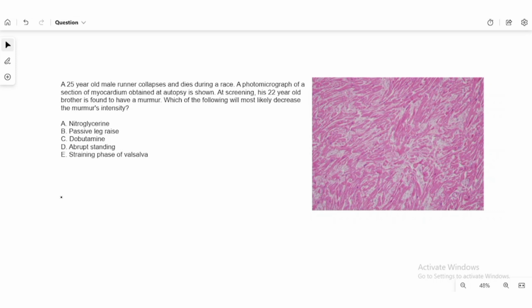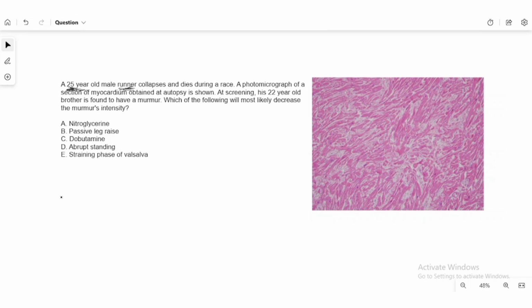So let's go back and start reading the question. It says a 25-year-old male runner collapses and dies during a race. Now, already we have some very important information. This right here, 25-year-old, this age can give us a lot of clues. So I'm going to just underline that right there. Then it says runner, right? Runner. This patient is an athlete. So this can be an important clue. This patient collapses and dies during a race.